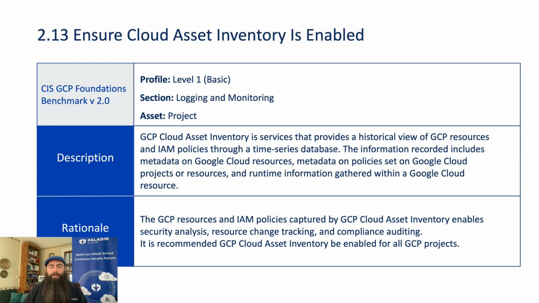The GCP resources and IAM policies captured by GCP Cloud Asset Inventory enable security analysis, resource change tracking, and compliance auditing. It is recommended GCP Cloud Asset Inventory be enabled for all GCP projects. By turning on monitoring, we can do security analysis and compliance using the logs from our projects. In the event of a breach, being able to sort out what happened is an important part of incident response.